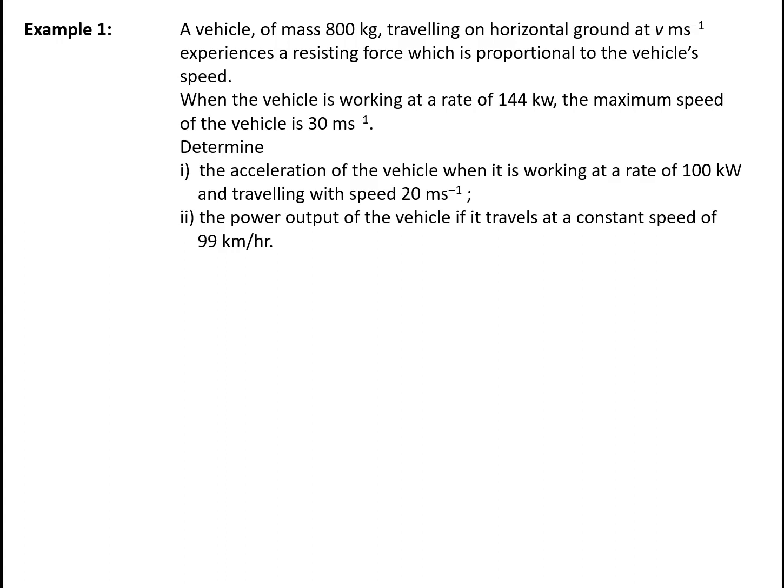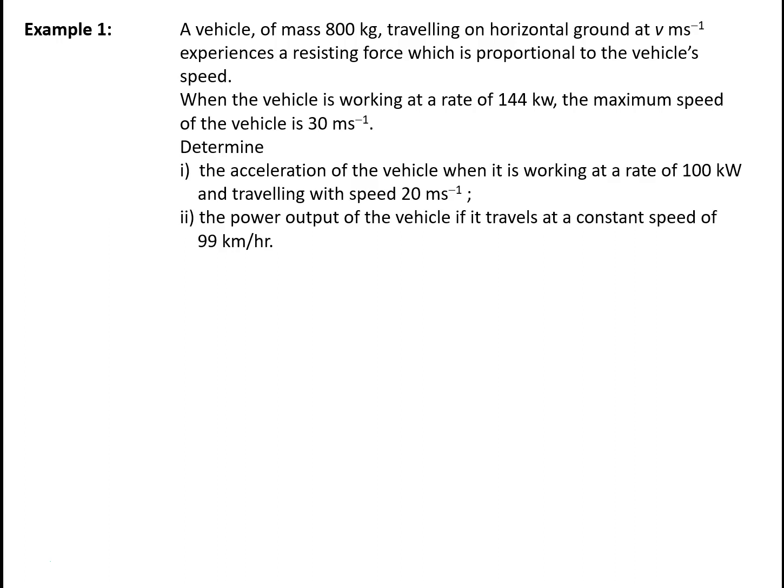We've got a vehicle of mass 800 kilograms travelling on horizontal ground at v meters per second. It experiences a resisting force which is proportional to the vehicle's speed. When the vehicle is working at a rate of 144 kilowatts, the maximum speed of the vehicle is 30 meters per second. We've got to determine the acceleration of the vehicle when it's working at a rate of 100 kilowatts and travelling with speed 20 meters per second. And we're also going to work out the power output of the vehicle if it's travelling at a constant speed of 99 kilometers per hour.